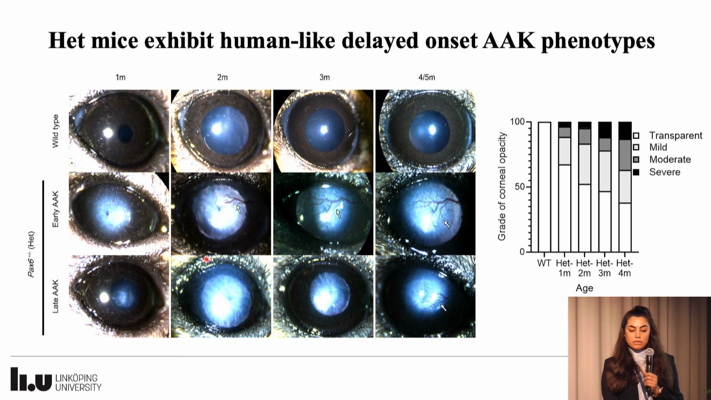Generally, we had 2 AAK phenotypes. In the early AAK, we can see signs of the invasion of vessels very early, at the age of 2 months, gradually progressing to the center of the cornea over time. And in the late AAK, vessels just showed up very late, at the latest 4 or 5 months of age. And this bar chart shows that the central corneal opacity increased with age, and of course when the AAK develops over time.